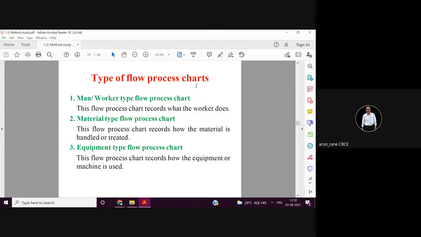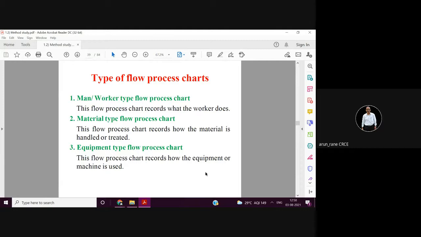Nowadays we use cameras. Then it can be for the material, how the material is handled or treated, and it can be for the equipment also. So how the equipment or machine is used, right? Over a period of one shift, over a period of one day, or over a period of one week.